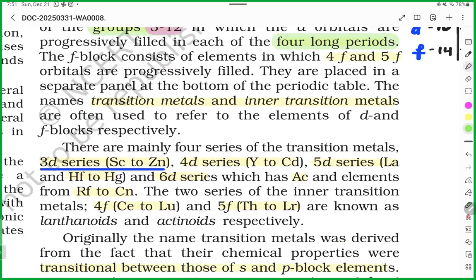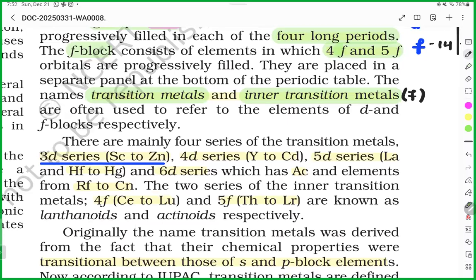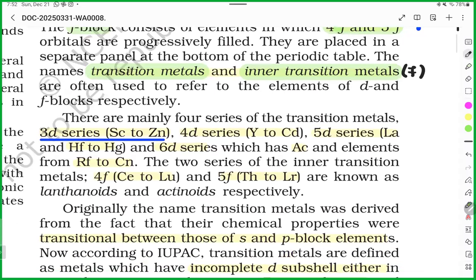Same way, you have F block, 4F and 5F. 4F is lanthanoid, 5F is actinoid. And D block is known as transition metal. Why? Because it lies between S and P. And inner transition metal means F. We are talking about F. Why is it known as inner transition element? It is present within the D block elements. Okay, transition element. That's why inner transition element.